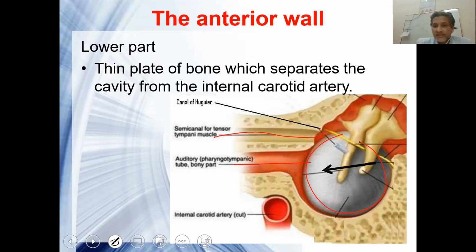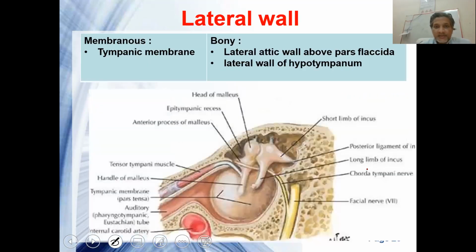So you can see the handle of the malleus. This is the handle of the malleus, and this is the incus. The short process of the incus, body of the incus, and this is the long process of the incus, which articulates with the stapes bone.